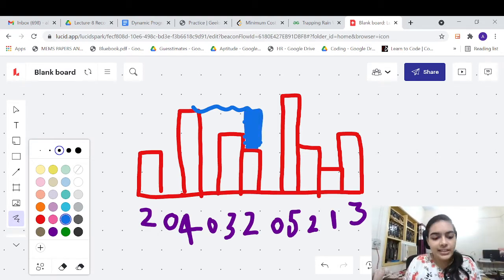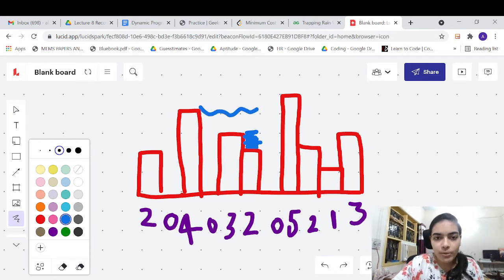What about from the right side? From the right side there is no problem for this level at all, because there is a block which is able to hold water. From the right side, when will we have a problem? From the right side we will only have a problem if we cross this particular level, right?